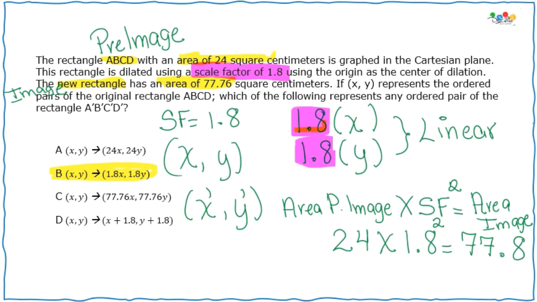And I believe if you input that in the calculator, you will get 77.8. So I want you to go back and look at those numbers, because 24 was for the pre-image and 77.8 is the area of the new one. So that's an approximation, right? I have 77.76 and I put 77.8. I just rounded off.